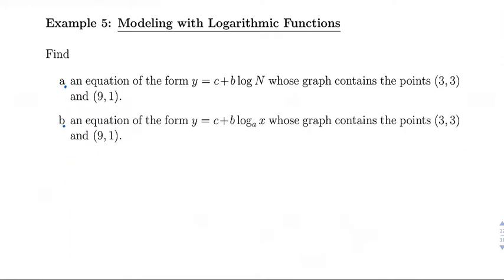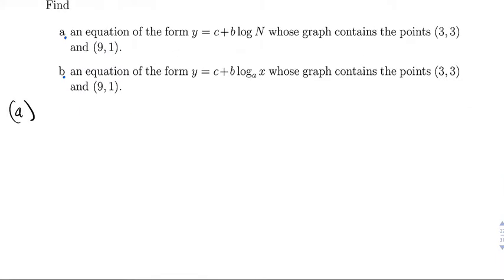So in this example 5, we're looking at an example on modeling with a logarithmic function. We want to find an equation of the form y equals c plus b log n, whose graph contains these 2 points. Okay. So looking at A, we got 3, 3. So then I'll say 3 equals c plus b times the log of 3. The n is like our x in this case, and it's going to be 3.